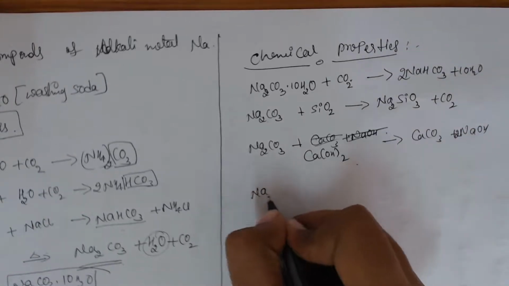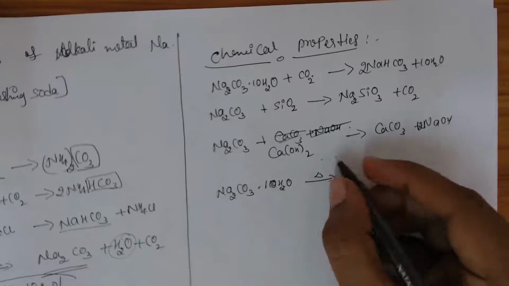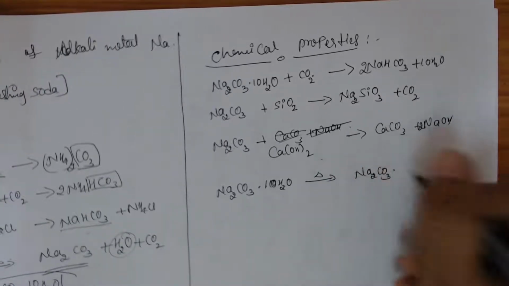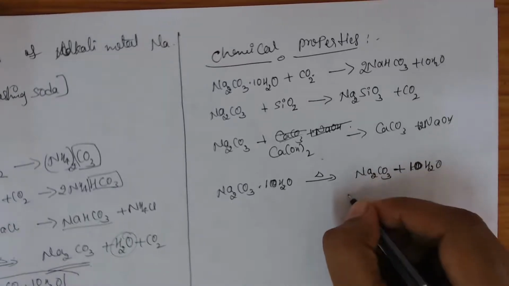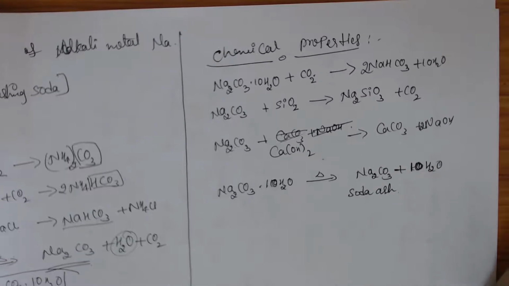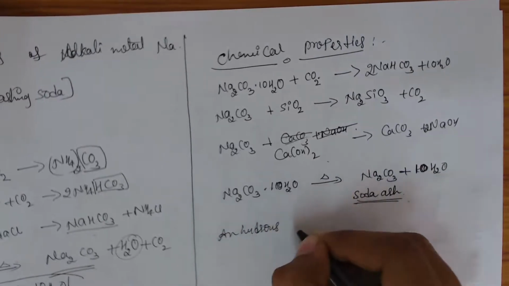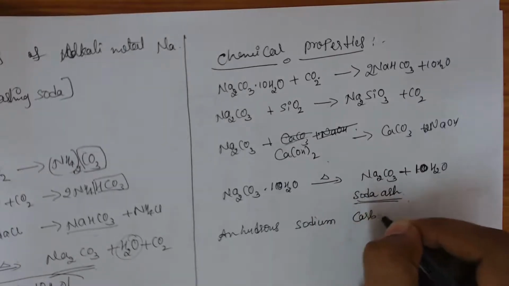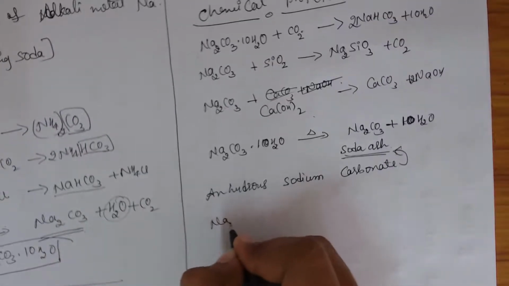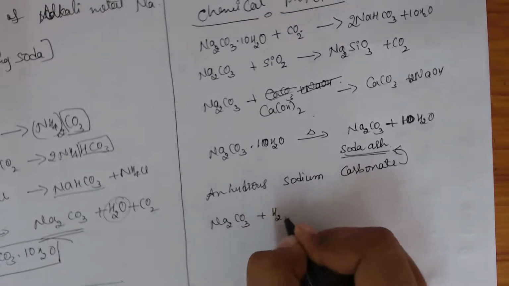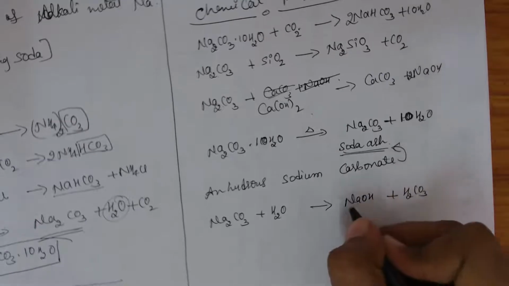Next, when Na2CO3·10H2O is heated up to certain temperature, we'll get Na2CO3 plus 10H2O. This is called as soda ash. This is called as what? Soda ash. Anhydrous sodium carbonate is called as what? Soda ash. Okay. So similarly, if this Na2CO3 reacts with water, then it forms NaOH plus H2CO3. It forms what? Carbonic acid.